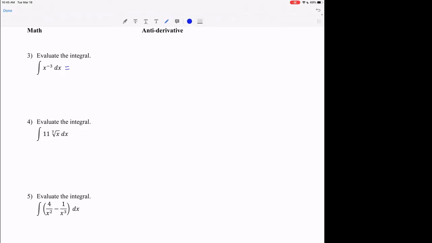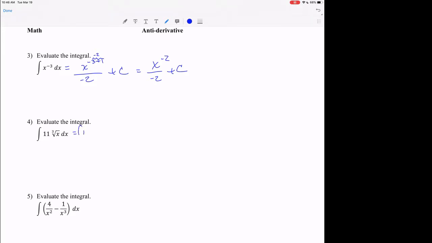So, I have x to the negative 3 plus 1. So this becomes negative 2, right? Over negative 2 plus c. This right here is negative 2. That's why this is negative 2. So my final answer is x to the negative 2 over negative 2 plus c. Do you have to move that to the denominator and make it x squared? No, you don't.